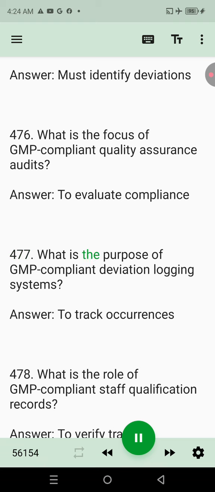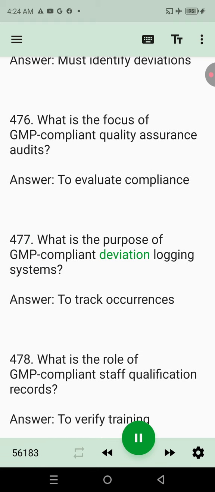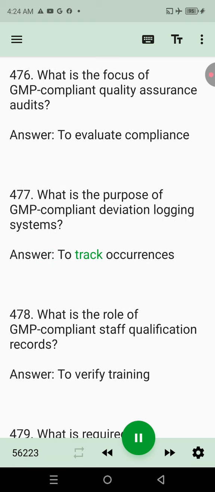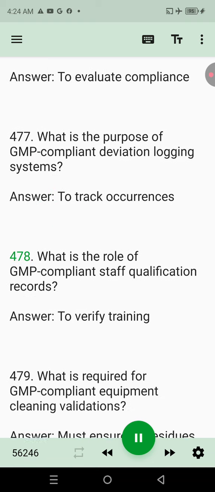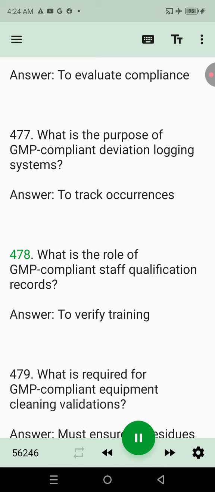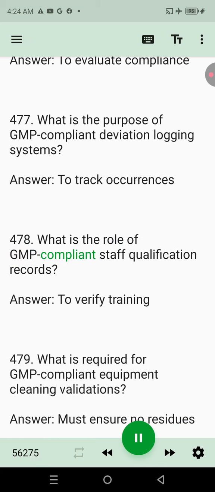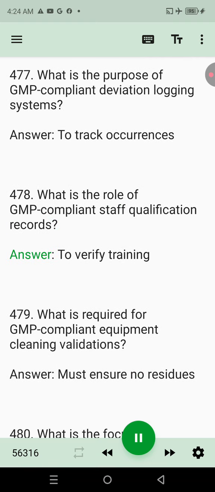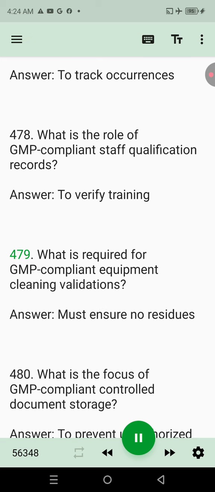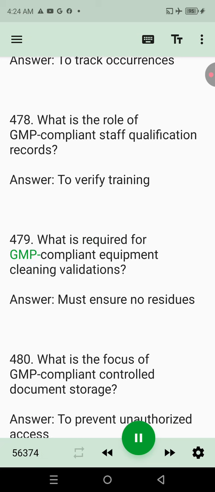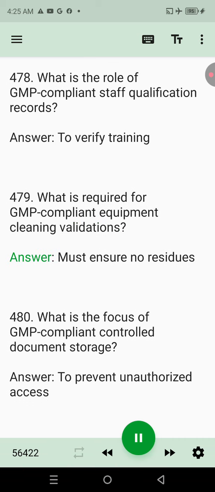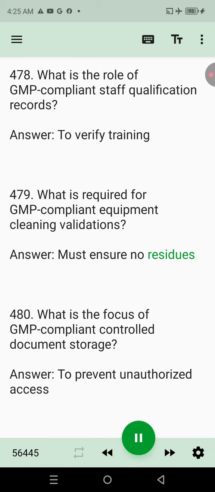477. What is the purpose of GMP-compliant deviation logging systems? Answer: To track occurrences. 478. What is the role of GMP-compliant staff qualification records? Answer: To verify training. 479. What is required for GMP-compliant equipment cleaning validations? Answer: Must ensure no residues.